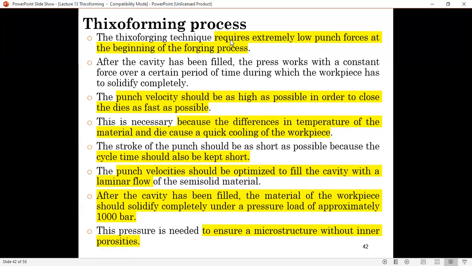The forming process itself requires an extremely low punch force at the beginning of the forging process because, as mentioned, thixotropic materials have a very low viscosity once you apply stress on them. The punch velocity, the velocity of the plunger, should be as high as possible in order to close the die as fast as possible. So you want to make sure this operation is done as fast as possible.